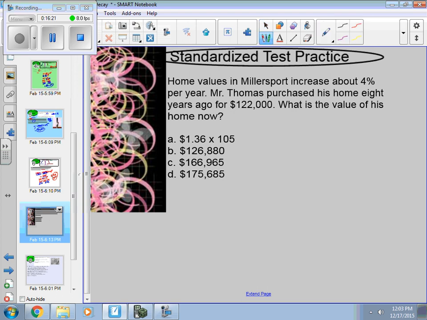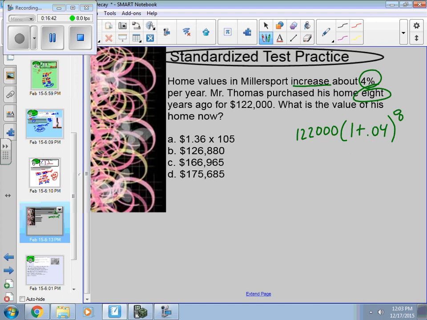All right, let's check out, see how you did. We know the starting value is $122,000. It's increasing by 4%, so we want to add, if it's increasing, 0.04, not 0.4. And then they do tell us the time. It was 8 years ago.